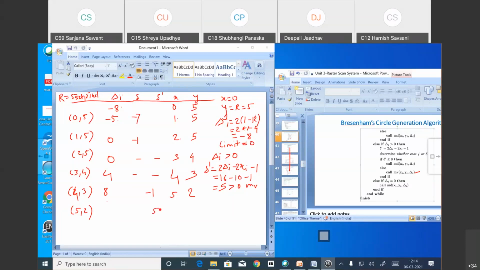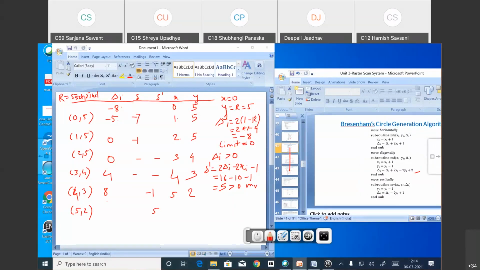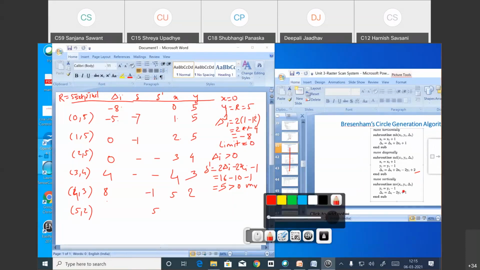Okay. So we call MV. In MV, we move vertically. In vertical movement, it decreases the value of y, and x remains as it is. So here yi is equal to 2 minus 1, which is 1, and x remains as it is. So it is 1, it is 5.